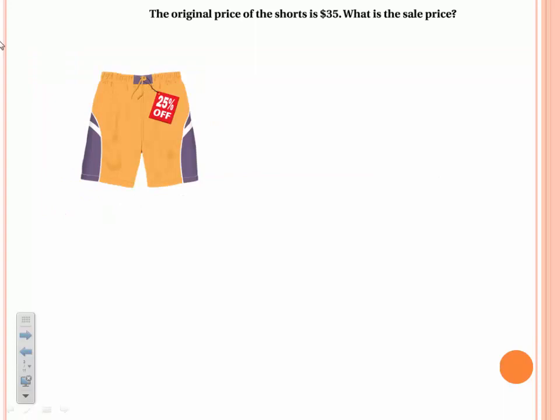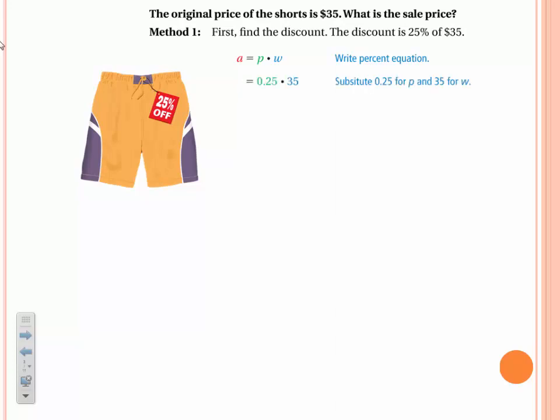Okay, example 1. The original price of the shorts is $35. What is the sale price? So throughout this whole lesson, there's really two ways that you can do most of these problems. Method 1 is just plain logic. First, find the discount. So you have to find what is the discount of 25% of $35. So we have to find 25% of $35 is what? So that goes all the way back to 4.1 when we did A equals P times W. So this section really sums up 4.1 and 4.2.